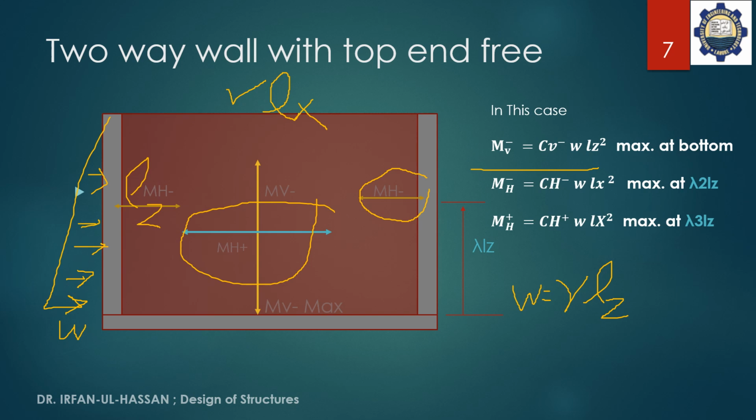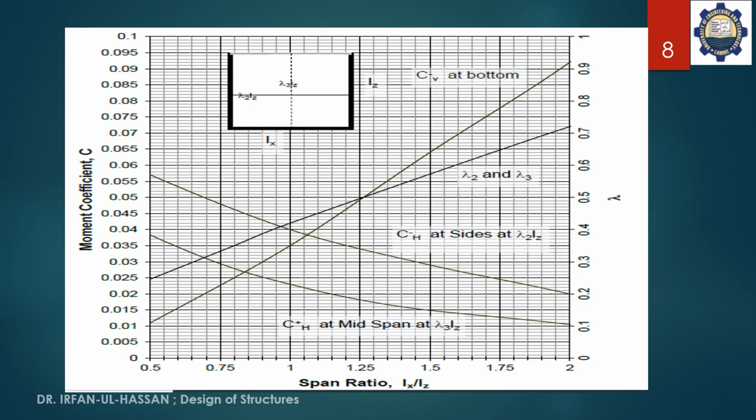For finding out this coefficient, the analysis is done, and you can follow that in codes. Different codes give somewhat different equations, but you can follow any of them; more or less they are very close to each other. Here I can show you some coefficients which are basically giving us two things.